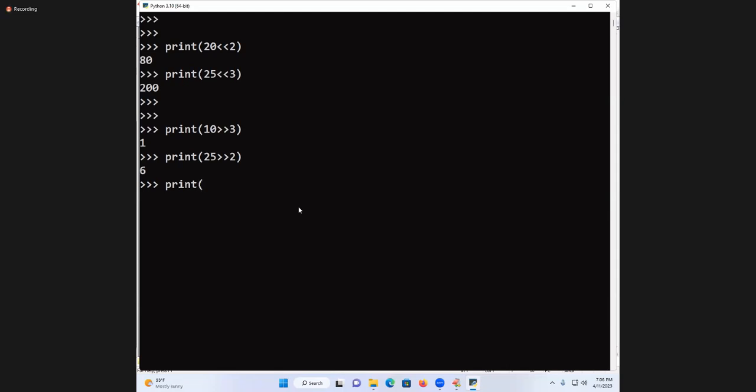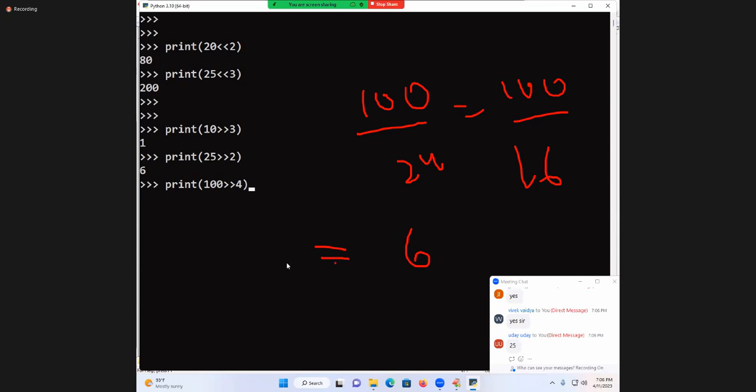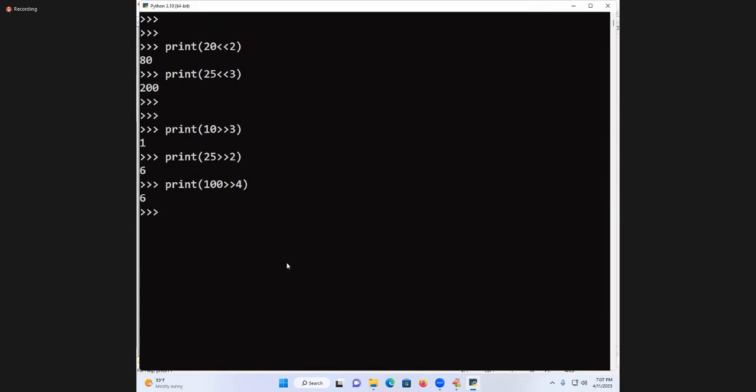One more question. 100 double greater than 4. Answer please. It is the same division problem: 100 by 2 to the power of 4, that is 100 by 16. Sixteen sixes are 96, so the answer is 6. 6 is the answer. Are you following?